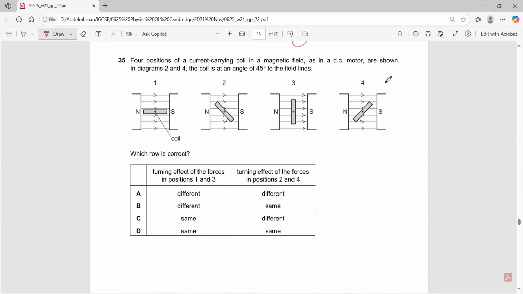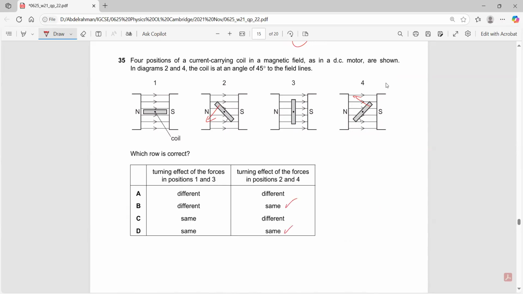4 positions of current carrying coil are shown. In diagrams 2 and 4, the coil is at an angle of 45 degrees to the lines. Which row is correct? Turning effect of positions 1 and 3, and then 2 and 4. 1 and 3, are they the same or are they different? 2 and 4? Well, 2 and 4 are the same, right? Because they are at 45 degrees, so yeah, they are the same.